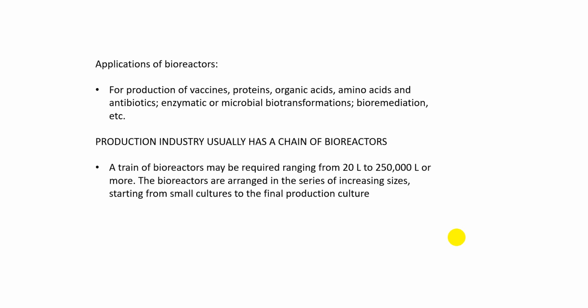Now production industry usually has a chain of bioreactors. It is not a single bioreactor which can give you the product. You have to follow a stepwise scale up of the reactor size, and a train of bioreactors may be required ranging from 20 liters to 2,50,000 liters or more. The bioreactors are arranged in a series of increasing sizes, starting from the small cultures to the final production culture.